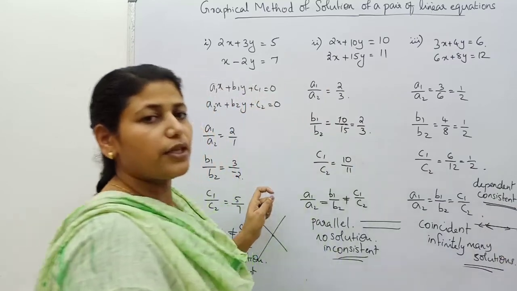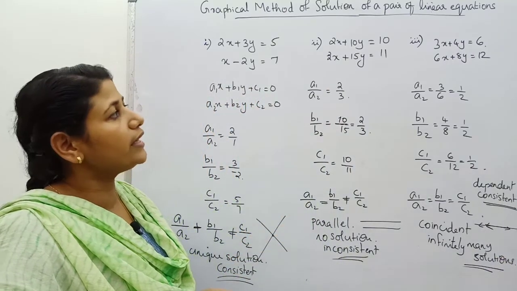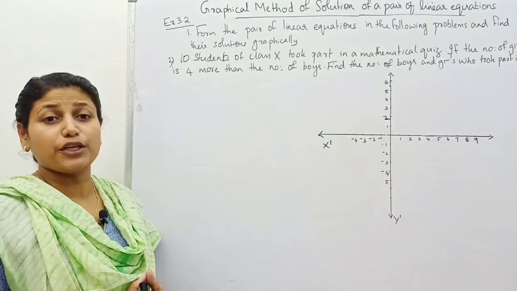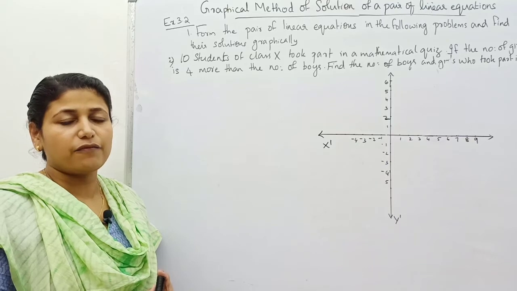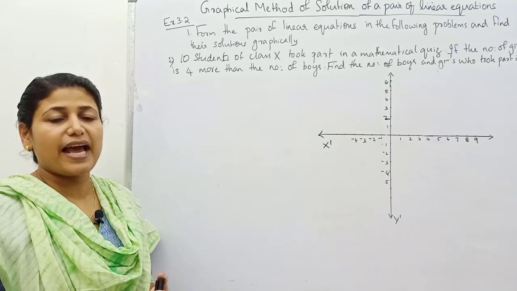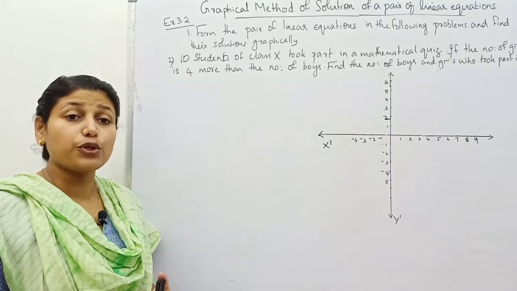Okay, got it. So we can move on to exercise 3.2, then you will be very clear about these facts. Exercise 3.2, first question. Two sub-questions are there. We have to find the pair of linear equations, and we want to find the solutions for the variables through a graph.